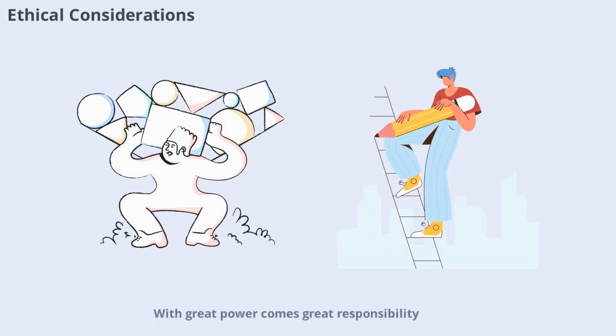With great power comes great responsibility. Genetic engineering raises important ethical questions about safety, consent, and the potential for unintended consequences. Scientists, policymakers, and the public must work together to ensure that genetic engineering is used responsibly and for the benefit of society as a whole.